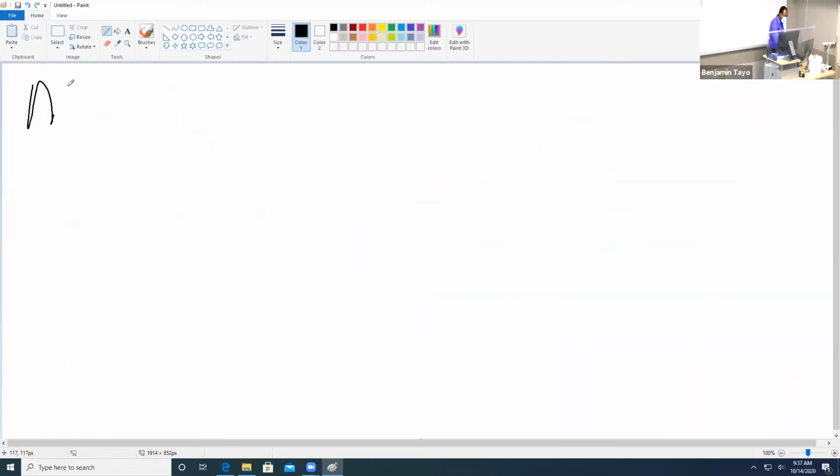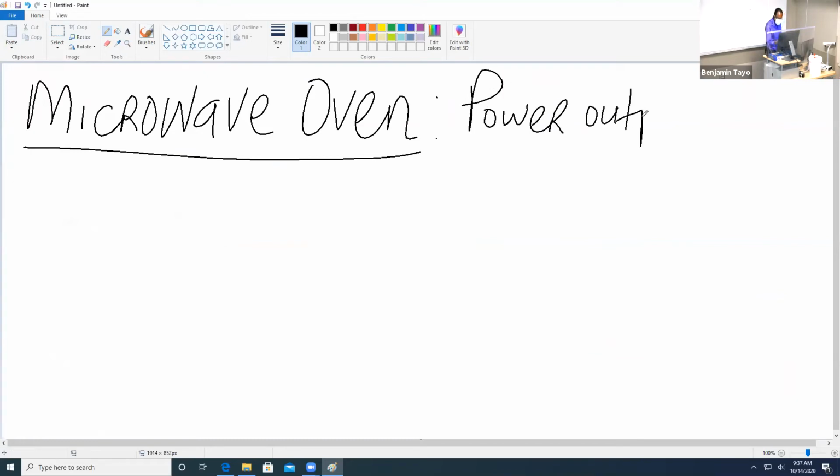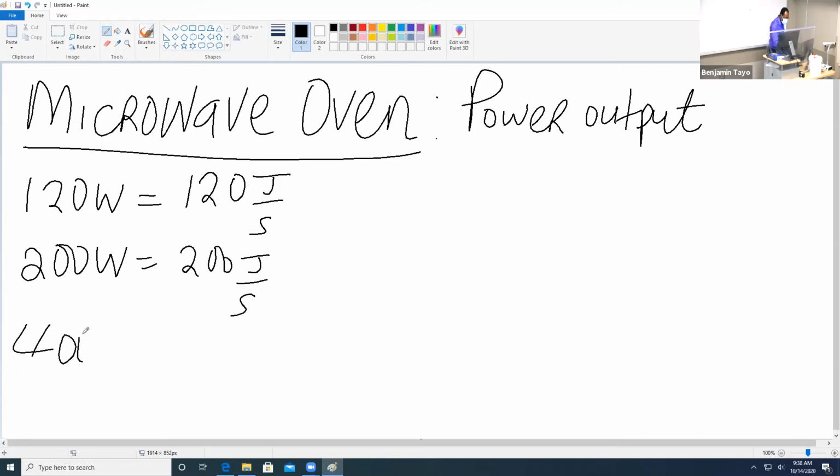So if you look at a microwave, this is basically the same type of principle, but each of these has a power output. For example, you could see something like 120 watts. This means that it's supplying 120 joules of heat for every second. It could be 200 watts, 200 joules per second, or maybe 400 watts.